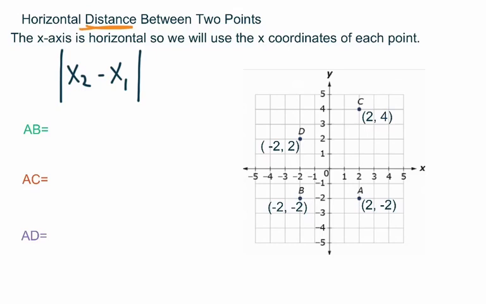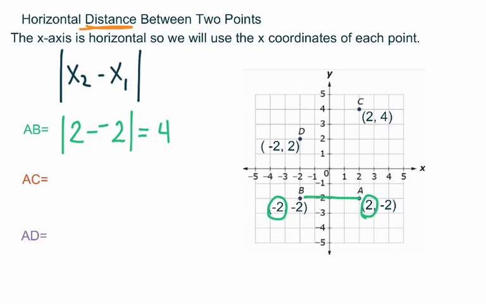We have the distance between A and B. We're looking at the x-coordinates, so we have 2 and -2. We're going to do the absolute value of 2 minus -2. That's going to be equal to 4, which is what we had already found out.